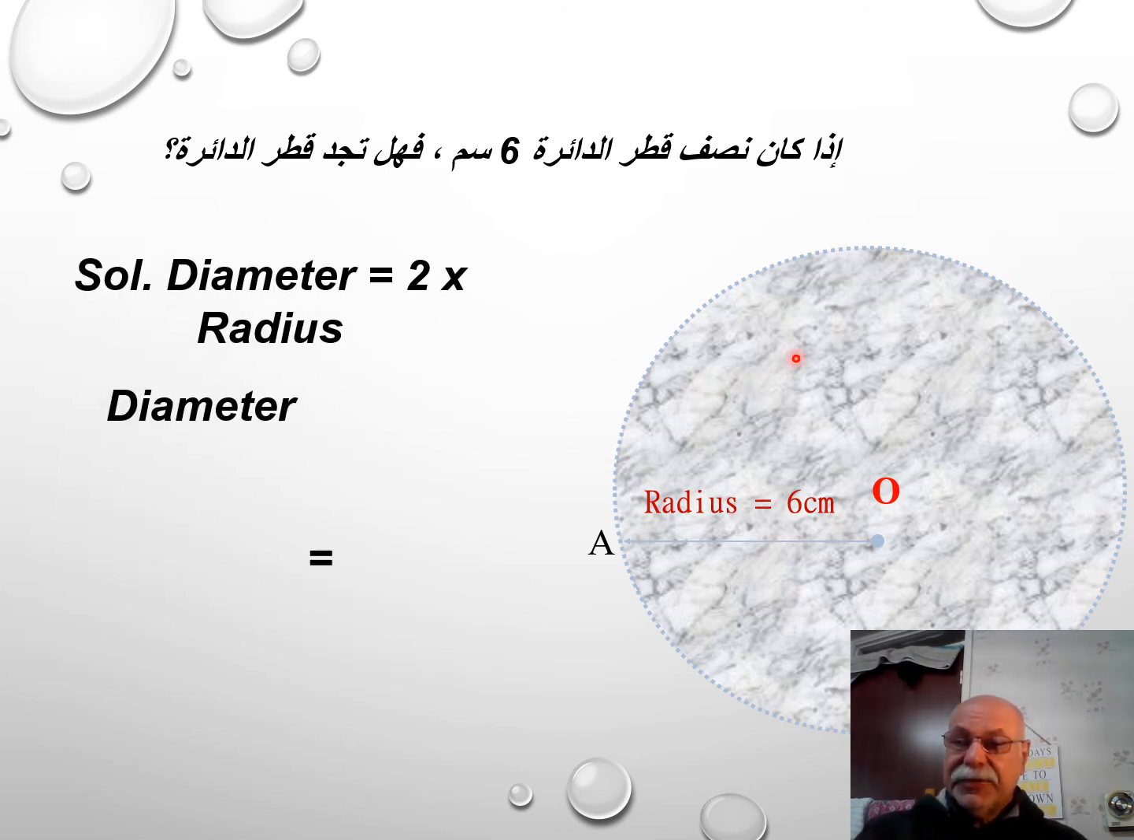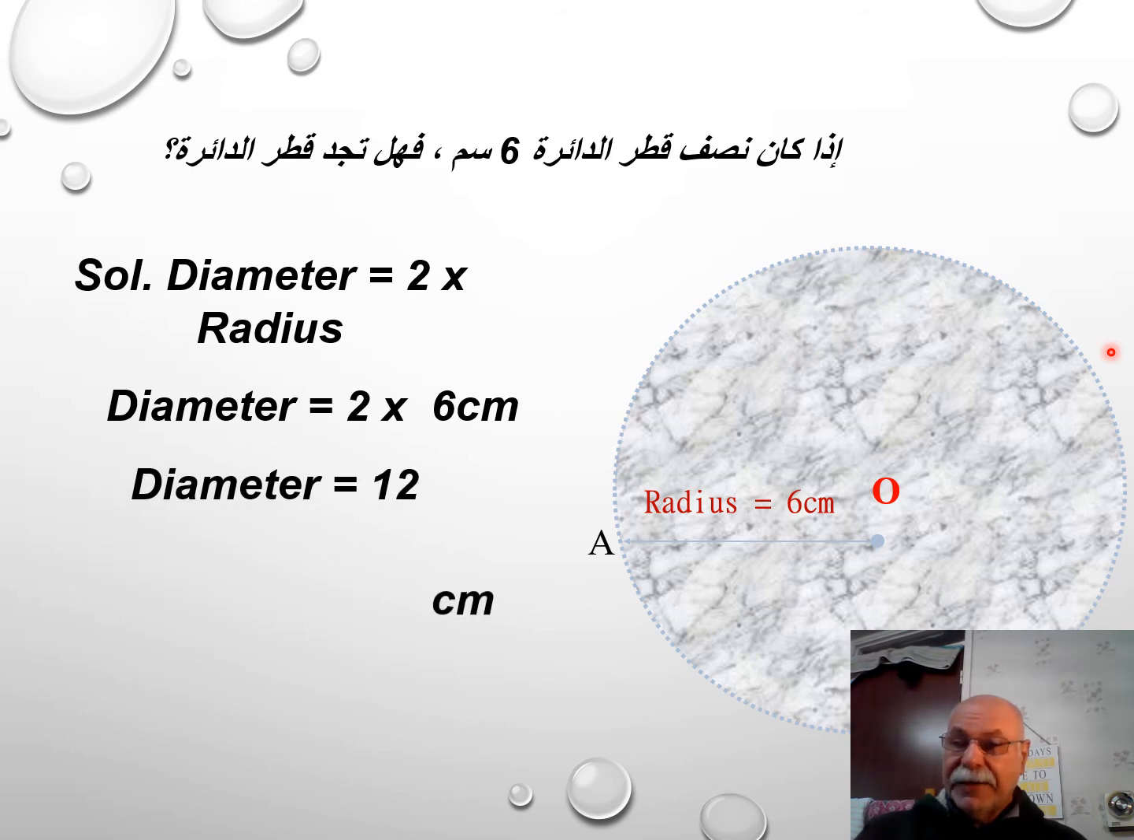So diameter equals 2 times radius. We reverse the relationship. Here we reversed the equation, so the diameter equals 2 times the radius. The radius itself is 6 centimeters, 6 centimeters times 2 equals 12, because this 6 plus this 6 equals 12 centimeters.